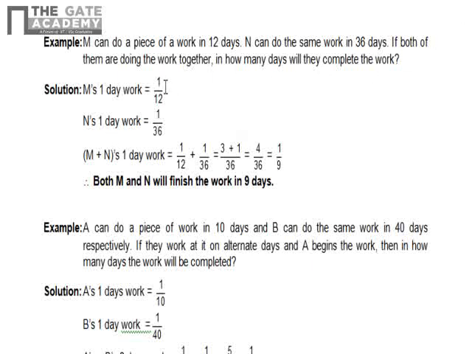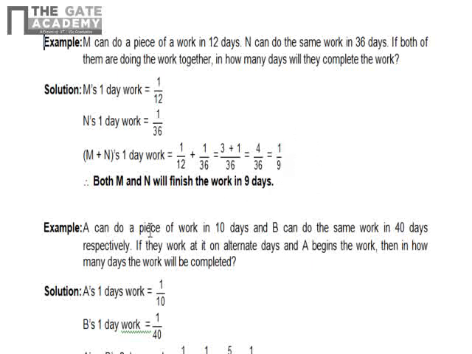If both of them are doing the work together, in how many days will they complete the work? So it is 1 by 12 plus 1 by 36. If you add this, you'll get the 1 day work of M plus N. So what I'm getting, 4 by 36 is 1 by 9. So the 1 day work of M and N working together is 1 by 9. So both M and N can finish the work in 9 days, that is the reciprocal of 1 by 9.